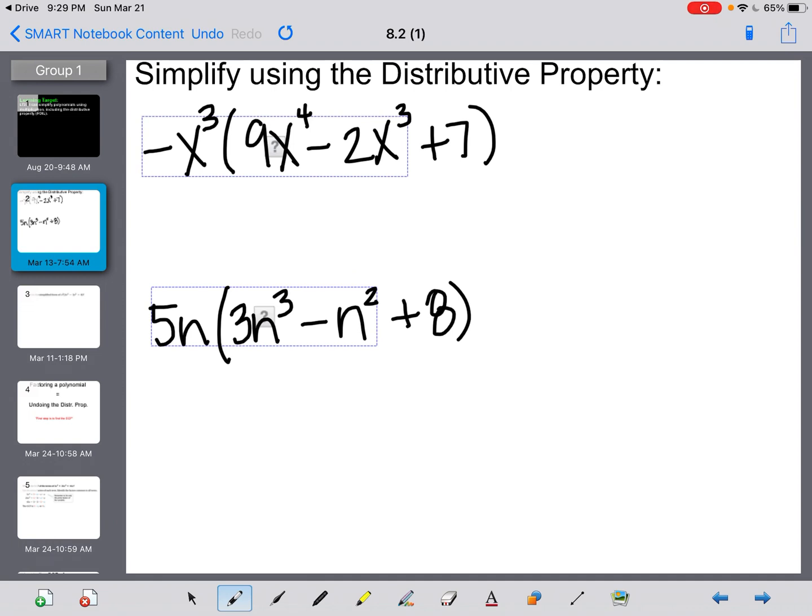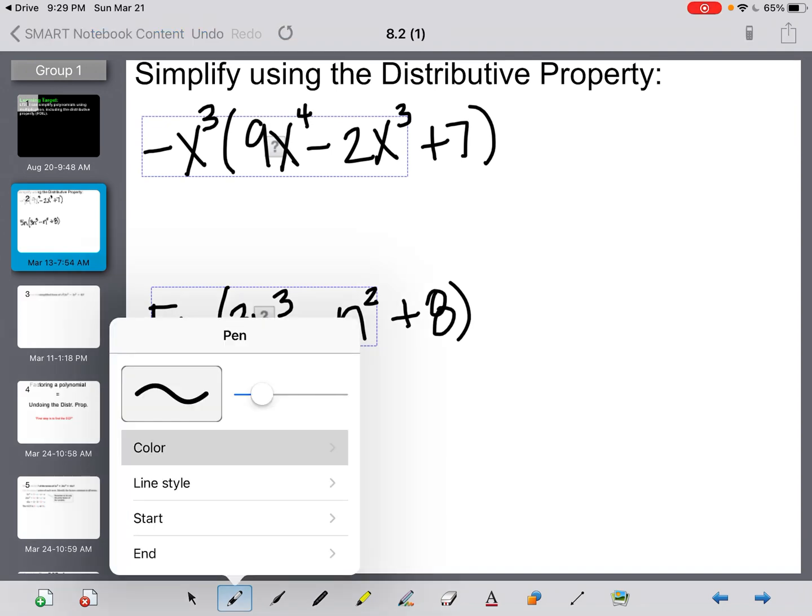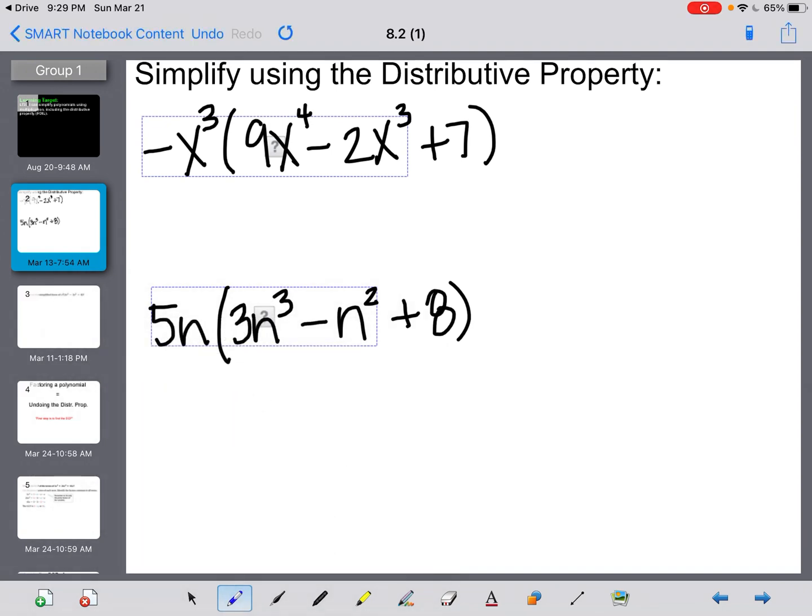So, just like the distributive property was before, we're going to share what's on the outside with everything that's on the inside. So we're going to take this negative x to the third and we're going to multiply it with all three of these things on the inside. Okay, now remember back to chapter 7, whenever we multiply two powers with the same base, we actually add those exponents. So this would be like a -1.